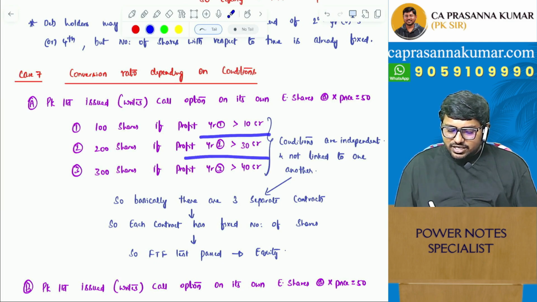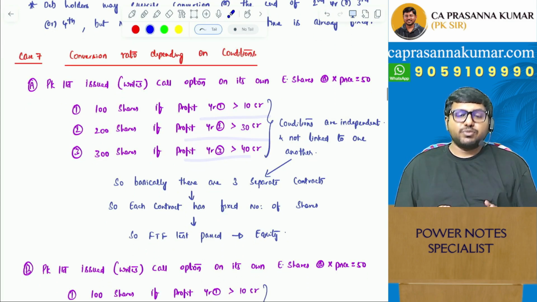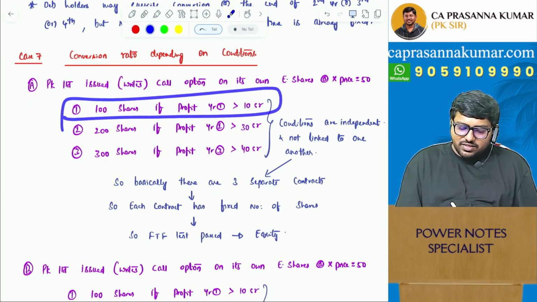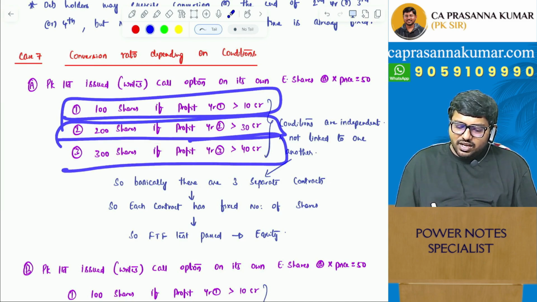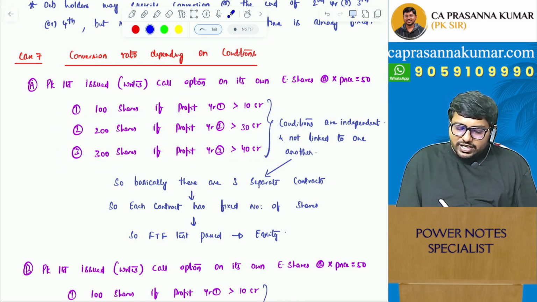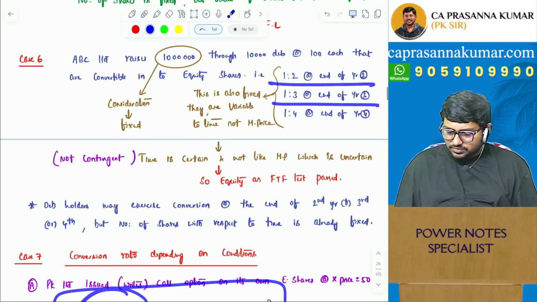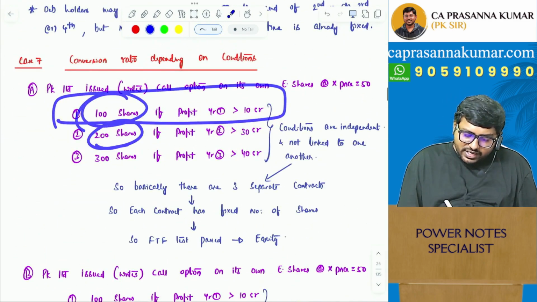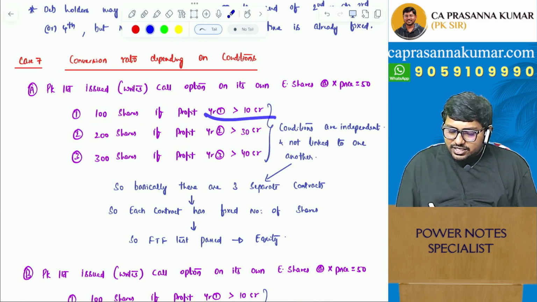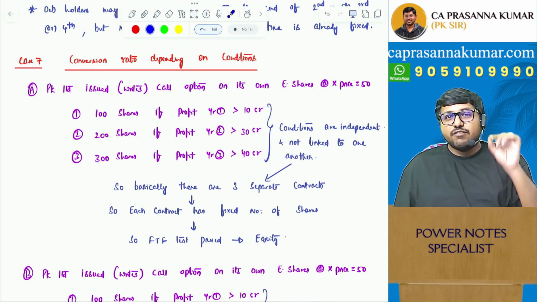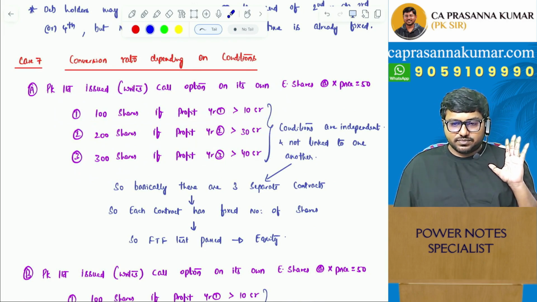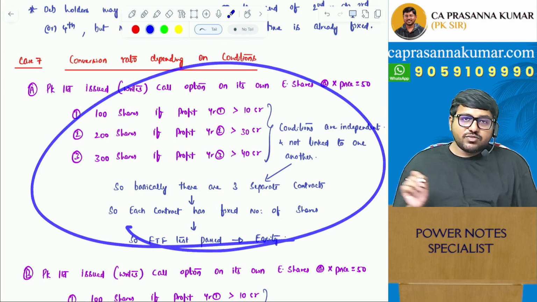Each and every condition is independent of the others, which means you see this as 3 separate instances, 3 separate contracts. Each contract has a fixed number of shares, just like here. Because each contract has a fixed number of shares and the conditions are independent of each other, the fixed to fixed test is passed. Therefore, this will be classified as equity.